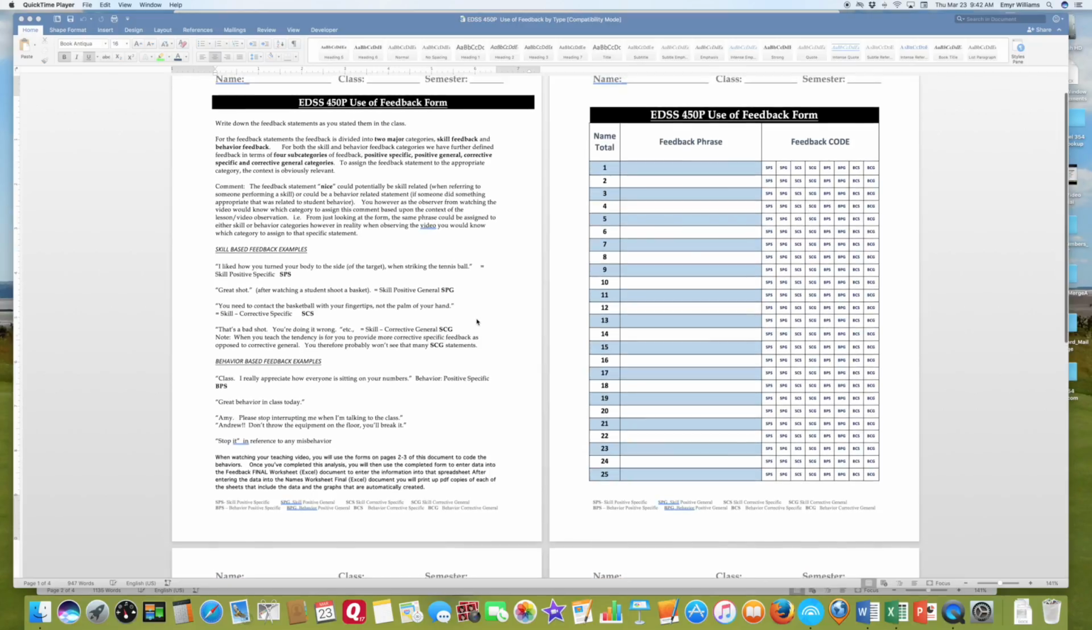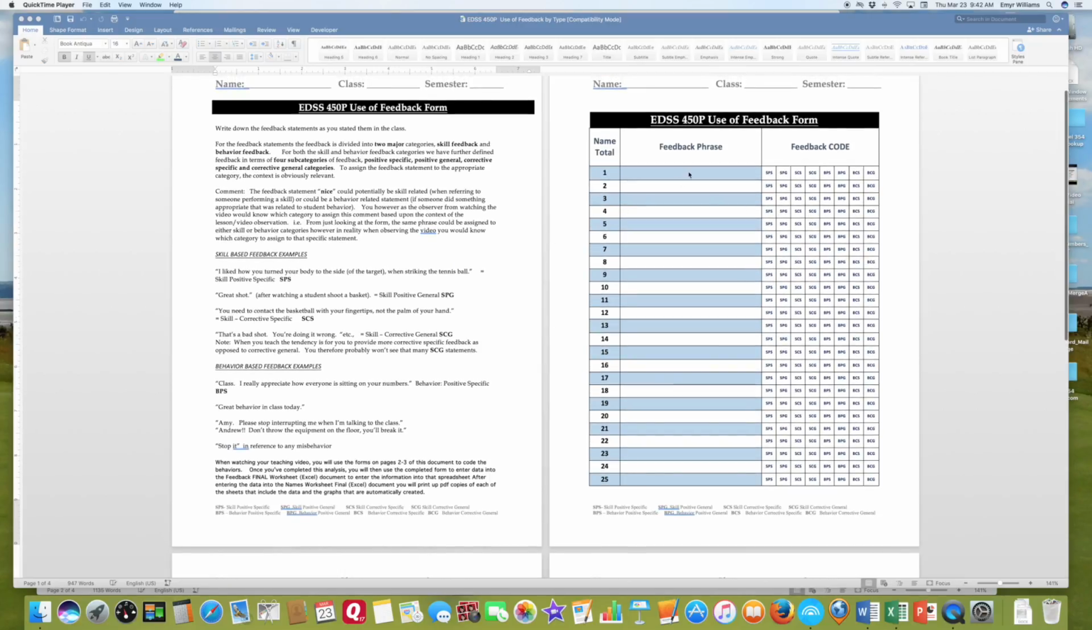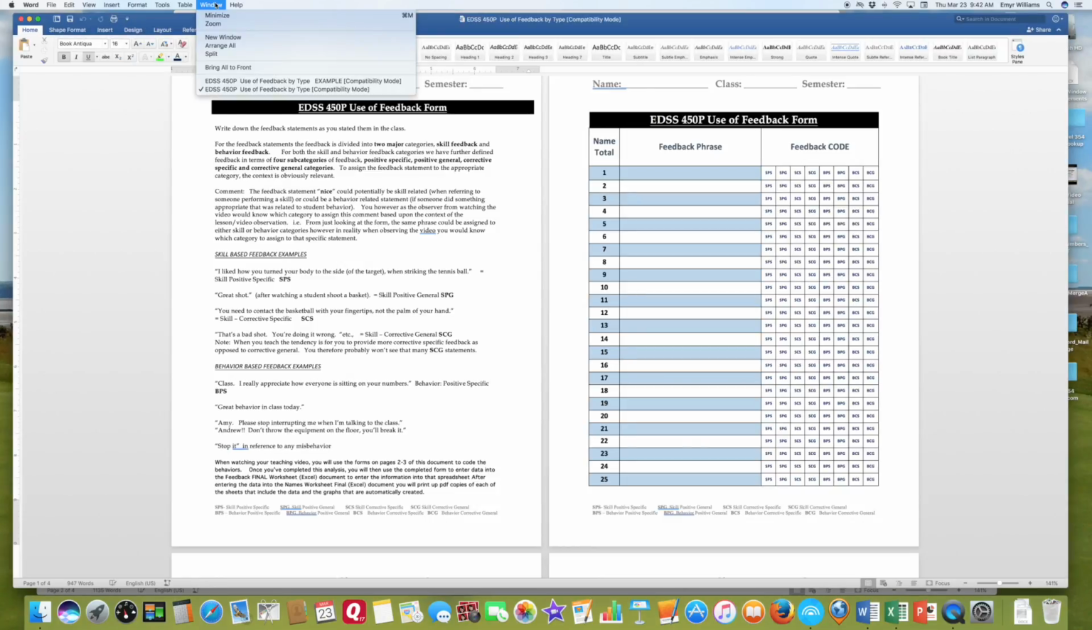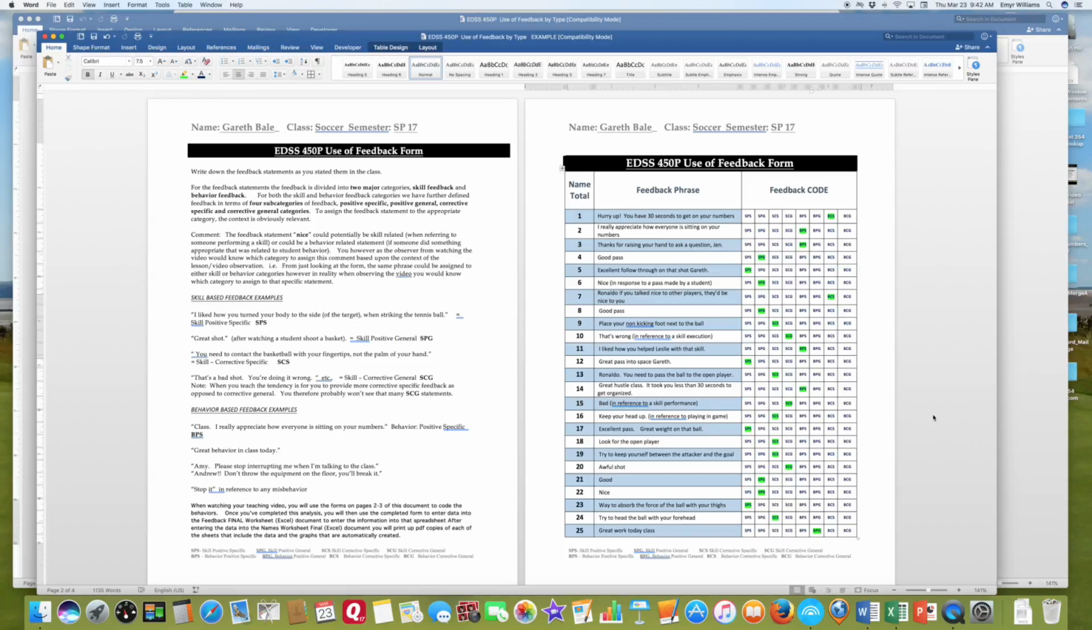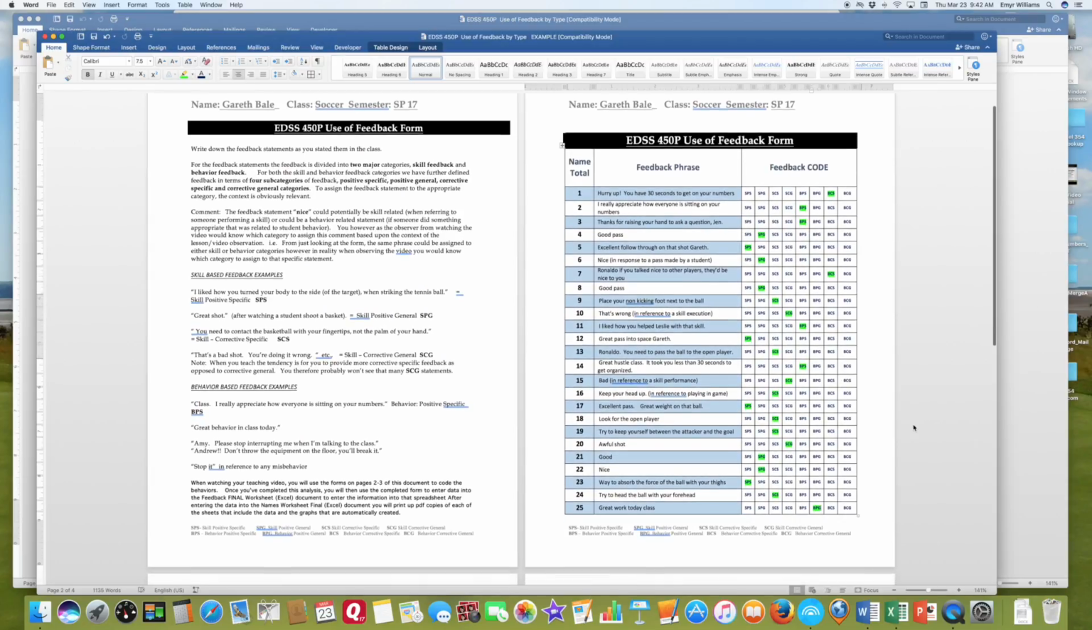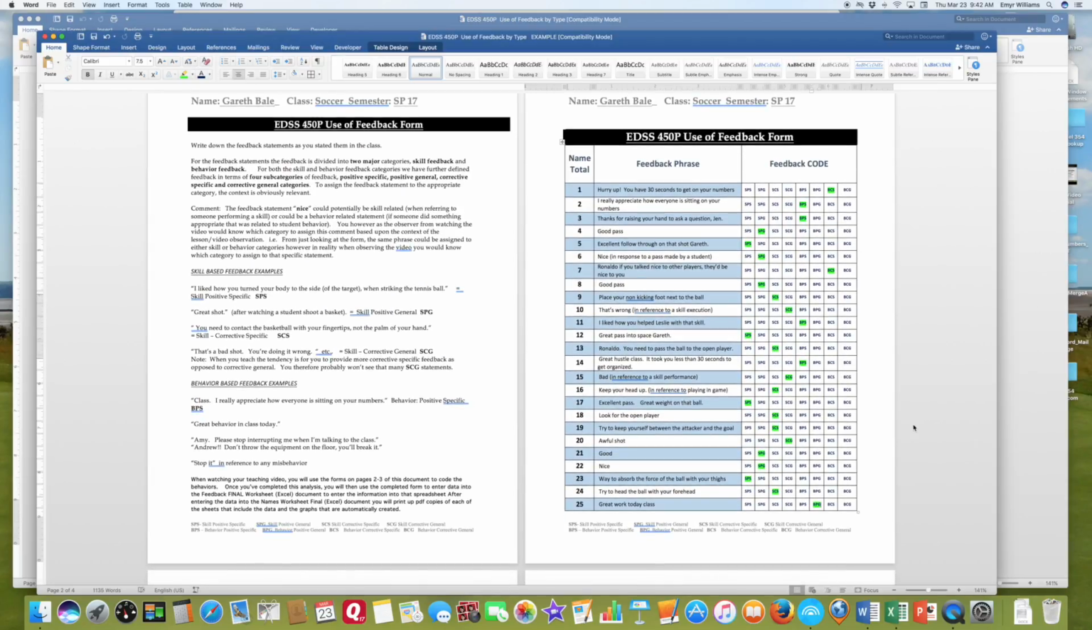So we have this feedback statement form, and what you would do is type in the feedback phrase here and then assign a feedback code. So to make this go a little bit quicker, I've created a feedback form example here, and I've already filled it out. So I have these feedback statements in here so that we can look at them.